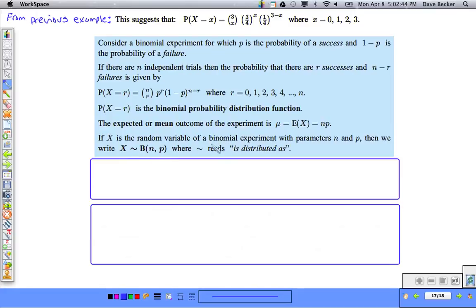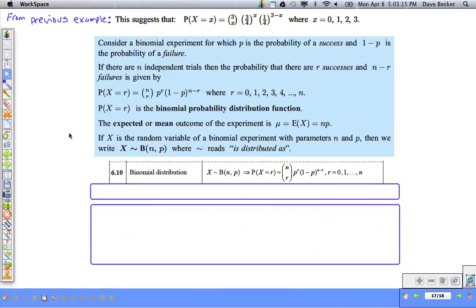And this is notation that we use. If x is the random variable of a binomial experiment with parameters n, number of trials, and p, probability of success, then we write x is distributed as the binomial distribution with n and p.